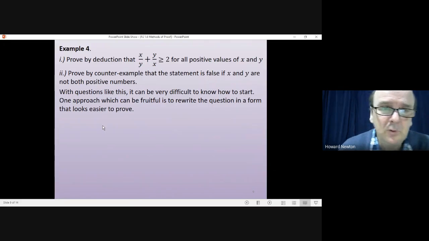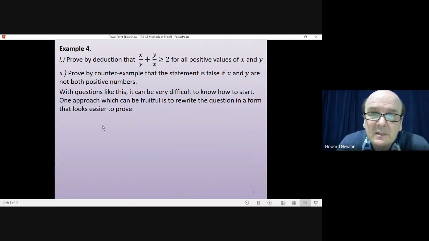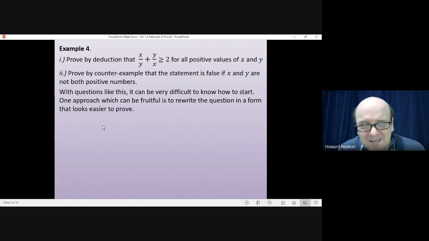Okay, the last example in this lesson is quite a lot more tricky. We're asked, first of all, to prove by deduction, that was the method that we learned in the last lesson, that x over y plus y over x is greater than or equal to 2, as long as x and y are positive. The second part is actually a lot easier. Proof by counterexample that the statement is false if x and y are not both positive. Now, with questions like this, it can be very difficult to know how to start. This statement is not obvious.